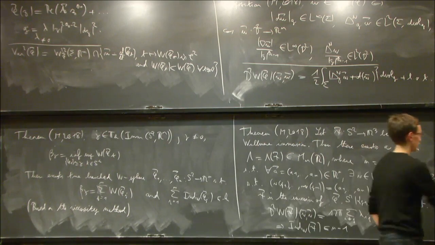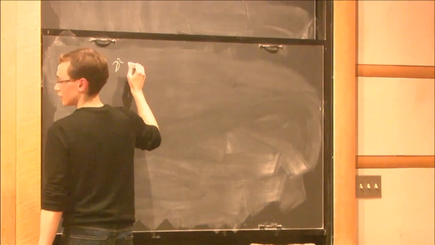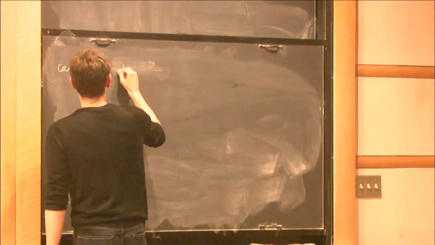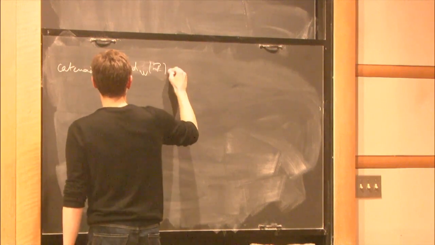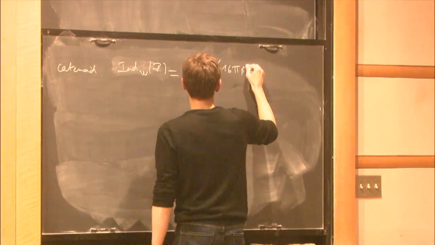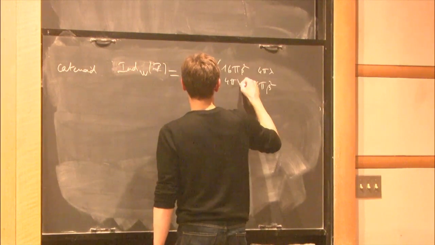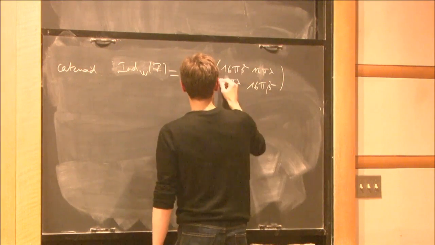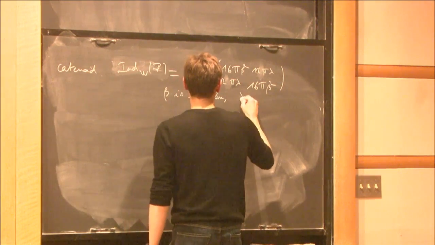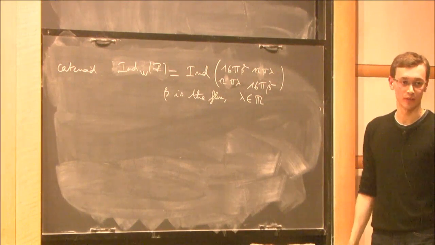So, for example, for the catenoid, I think the index would be the index of a matrix like this. Here you have 16 pi, where beta is the flux and lambda is some real number. And for now, I cannot compute the lambda_ij.